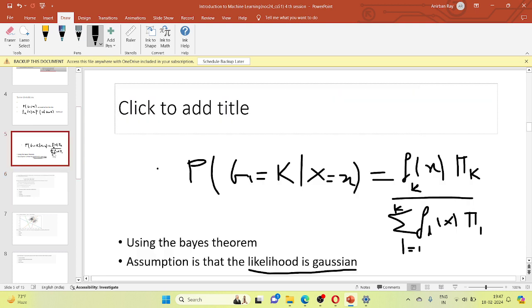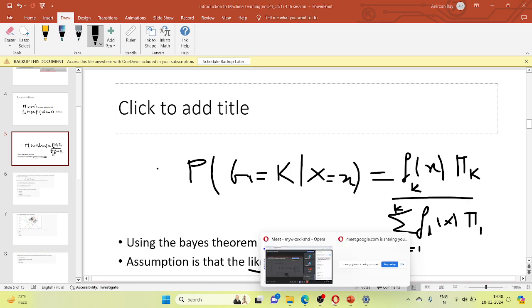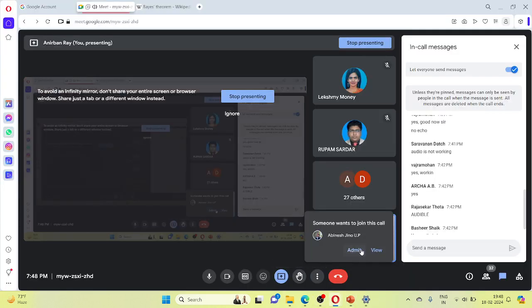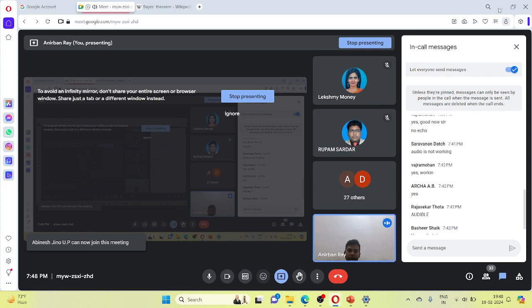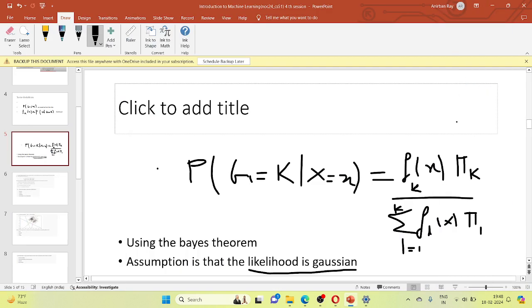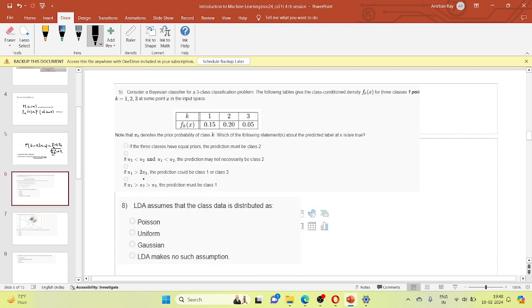You must understand here that for every class the sum at the bottom is going to be the same, because for every class this product is going to be added. So the important part is this prior times likelihood, which we are going to compare here.